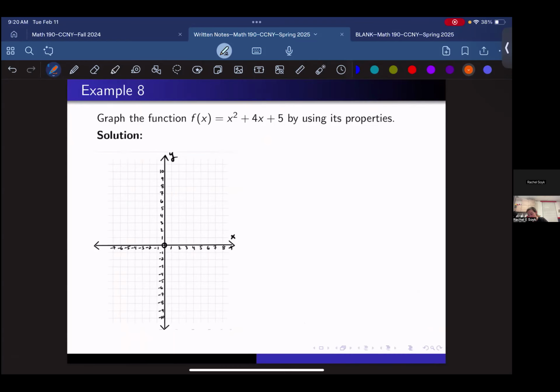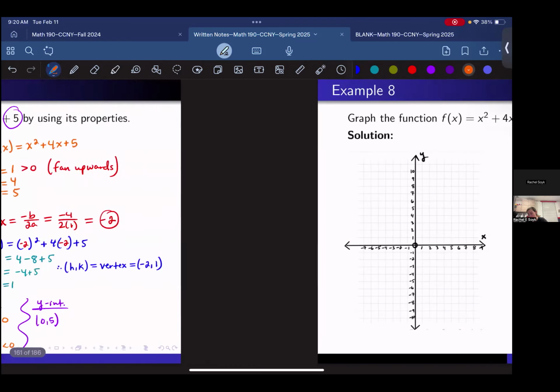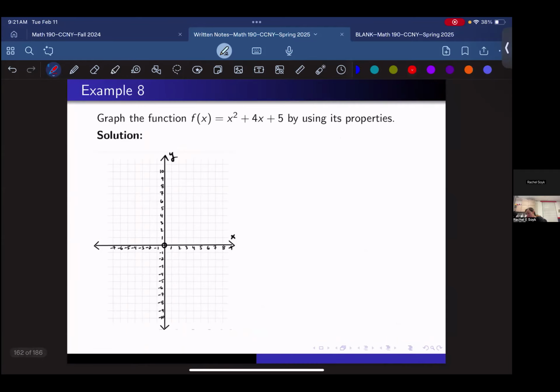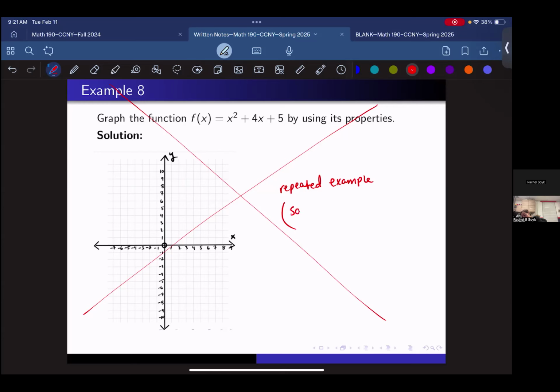I believe this example 8 is actually the same, x squared plus 4x plus 5. So it's just a repeated question. So I'm just going to put an X, say, and write repeated example. Or in parentheses, same as example 7.